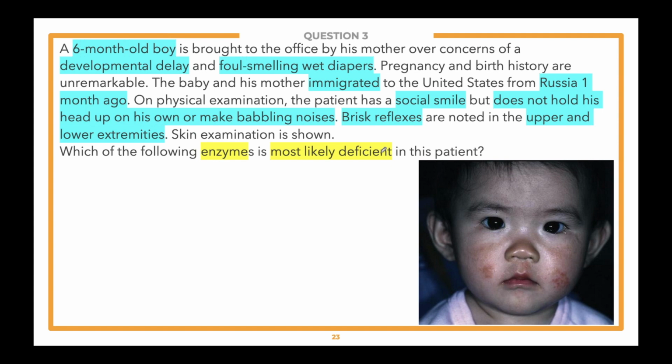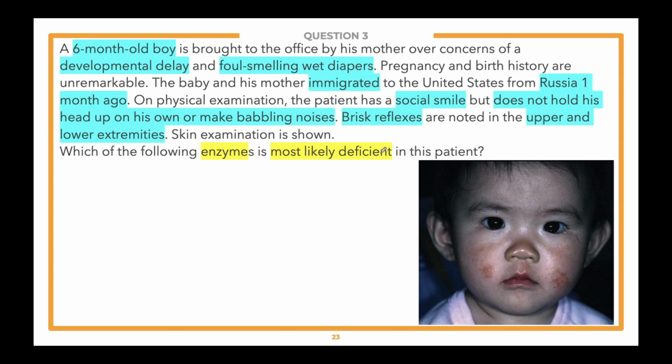Anytime you have a patient and any time they talk about immigration or where they came from, always important to make note of that, okay? They also give us some important physical exam findings as well. Definitely important to take note of that, especially when they're abnormal. And then they show us an image of the skin for the 6-month-old boy, okay? So you want to take a look at that and take note of maybe what you're appreciating in that image, okay? So then they ask us about an enzyme that is most likely deficient in this patient.